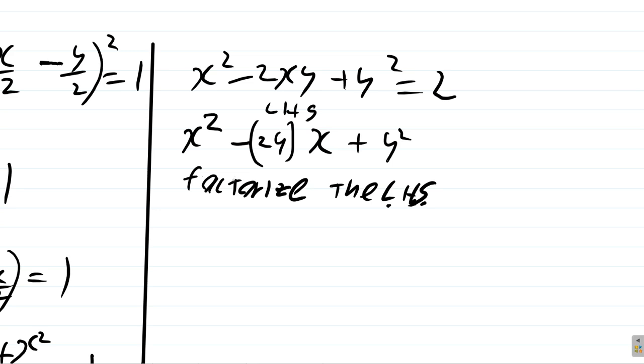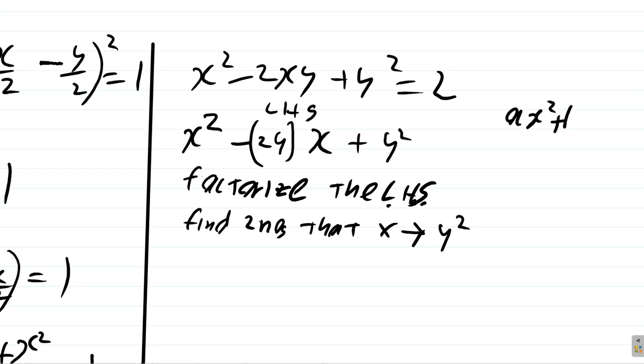Alright, so here we're going to find two numbers that multiply. When they multiply, they give us y squared. Just a reminder, you have ax squared plus bx plus c. You must find two numbers that multiply to give c and they add to give b. Then you're going to split the bx into one number x plus the next number x and factorize in groups. You remember that from the AC method?